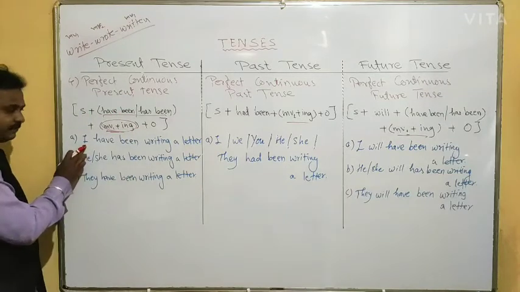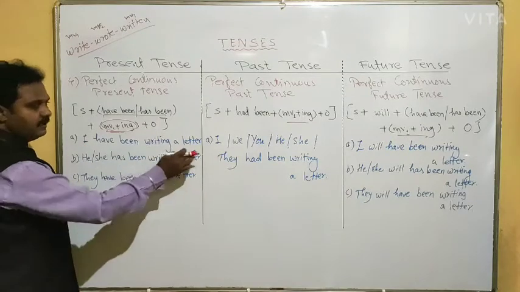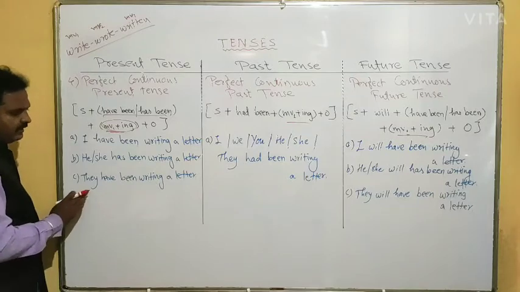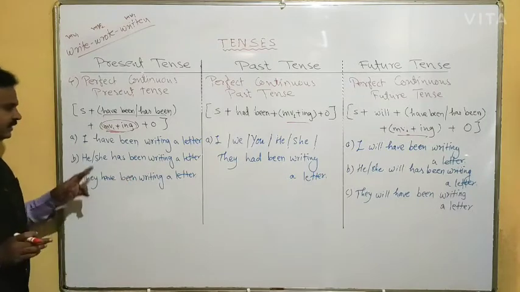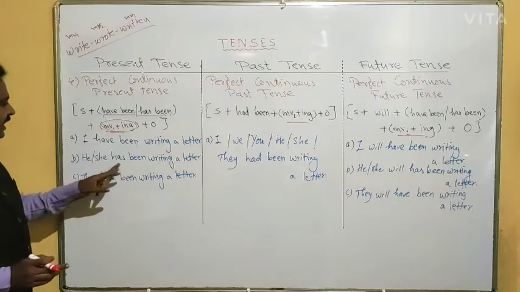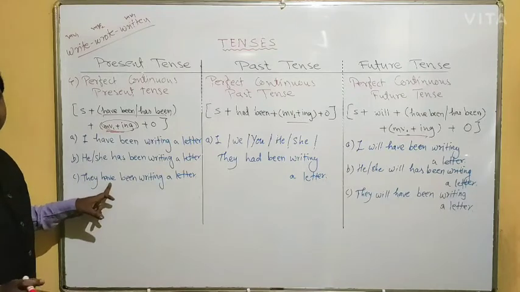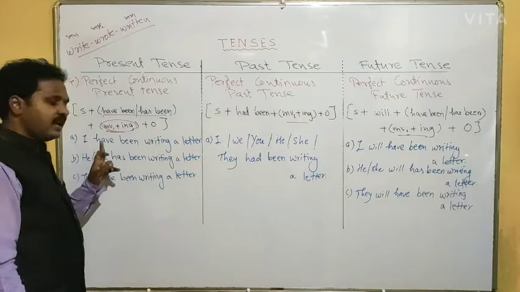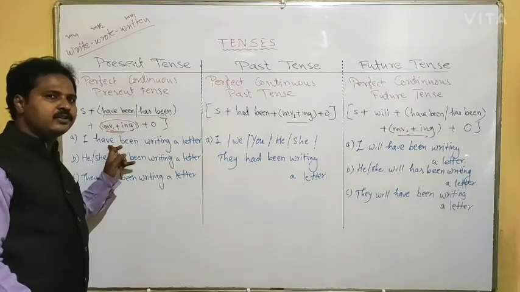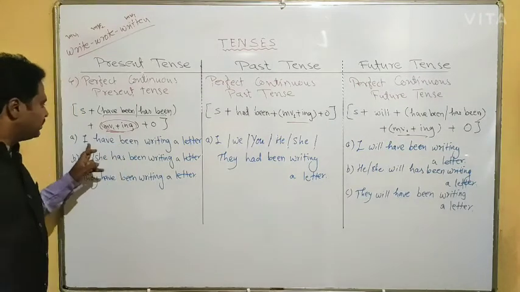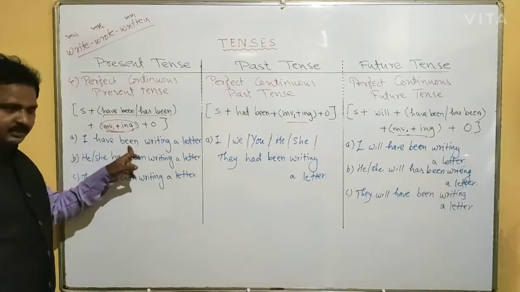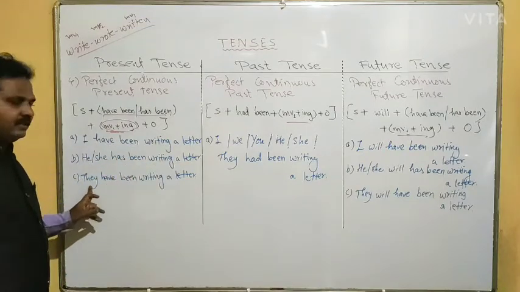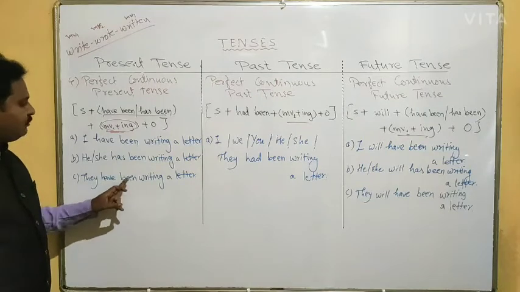Example is, I have been writing a letter. He or she has been writing a letter. They have been writing a letter. Here you can see, I have, he or she has, they have. I have told you before, for I, we, you, they we have to use have. And if he or she is there, we have to use has. That's why you use: I have been writing a letter. He has been writing a letter. And third one, they have been writing a letter.